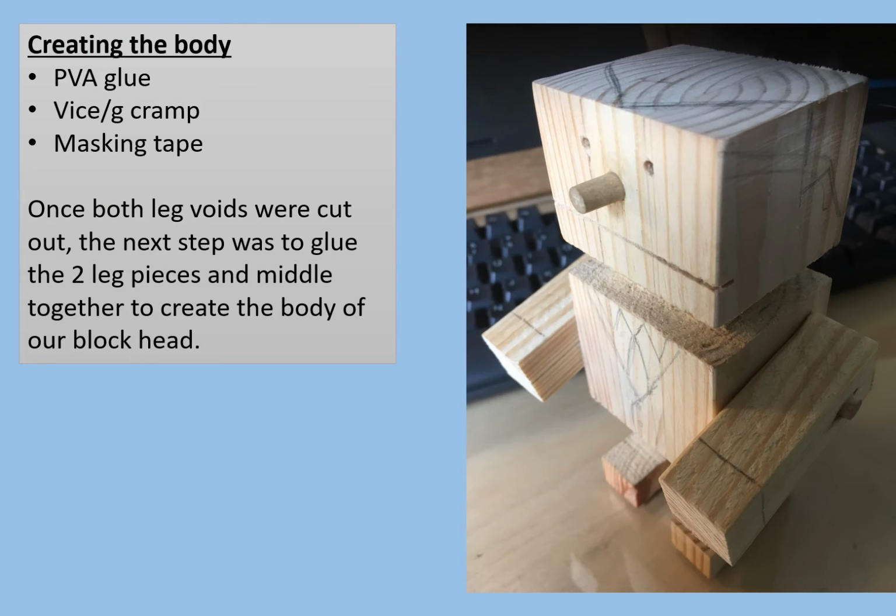The next stage, and probably one of the most exciting stages, is creating the actual body. It is one of the most exciting stages because you start to see your blockhead come together. For this, we used some PVA glue, a vise or a G-clamp, and masking tape. I say this is probably one of the easiest stages, but quite a few of us had a little bit of difficulty because we forgot a couple of things.